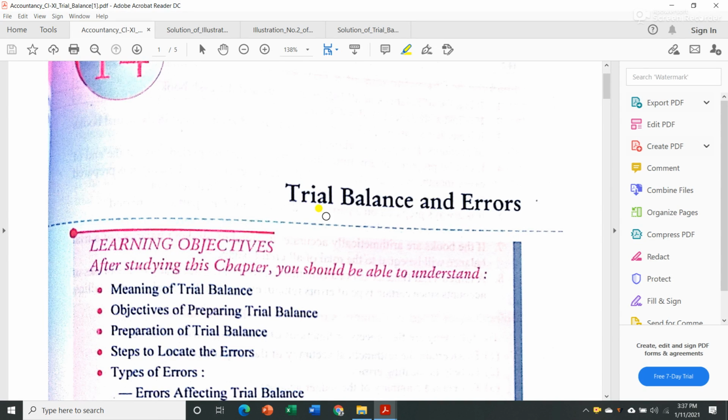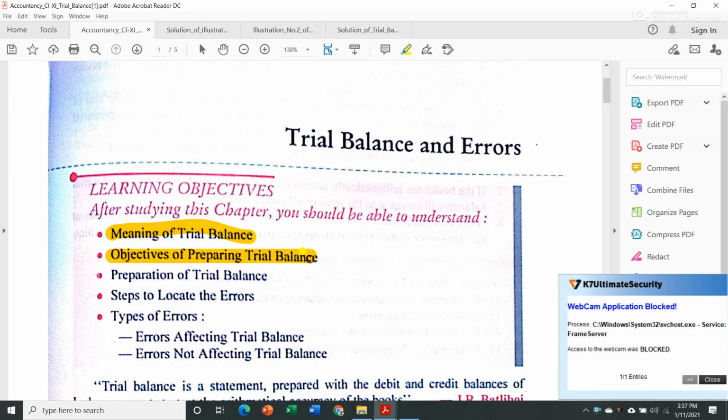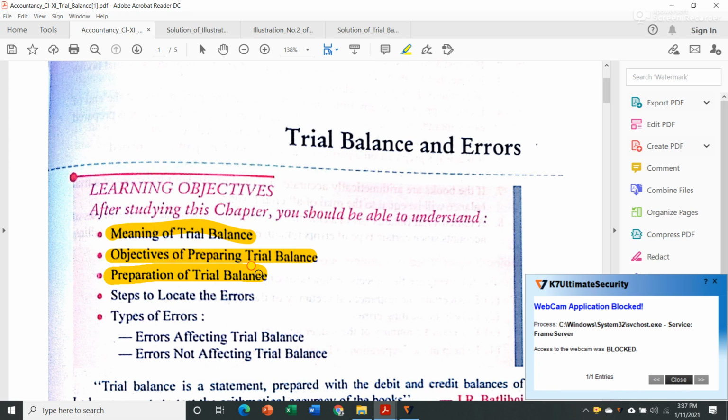Hello students, today we will start a new chapter, that is trial balance. Now from the ledger chapter you have a little bit of a rough idea how to prepare a trial balance. Now in this chapter we will see in detail the meaning of trial balance, then the objectives of trial balance, and finally how to prepare a trial balance.